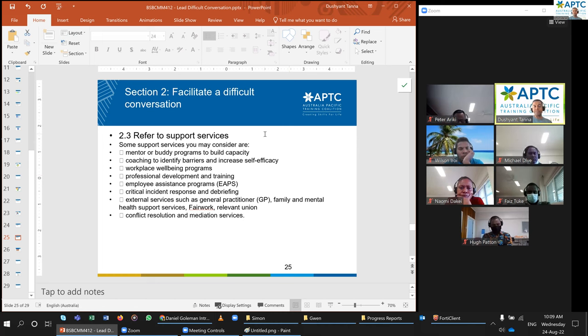Refer to support service. Support service could be a mentor, could be some of your friends, who is ready to help you out. Yes, something to really seek help for. It's called support service: coaching to identify barriers, workplace well-being, professional development, employee assistance program, incident response, a GP, a psychiatrist. GP is like a doctor, yeah, general practitioner, not a surgeon. Doctor is a broad term, could be from a minor thing to a big surgeon.